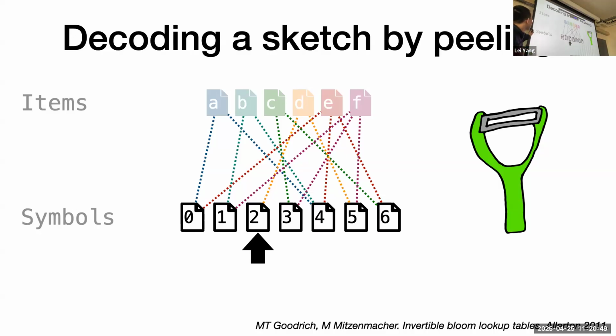So now you realize that symbol number 2 is the sum of one item that is mapped to it, which is D. So you can recover D already by just taking the sum present in symbol number 2. And once you have the item D, you use the same algorithm. You use the same random process that mapped these items to the symbols to realize that, hey, item D is also mapped to symbol number 5.